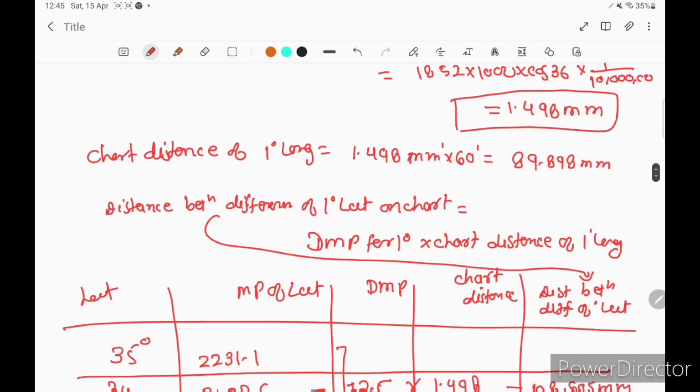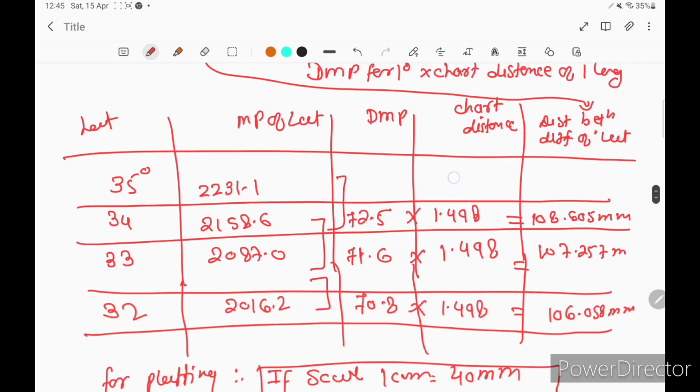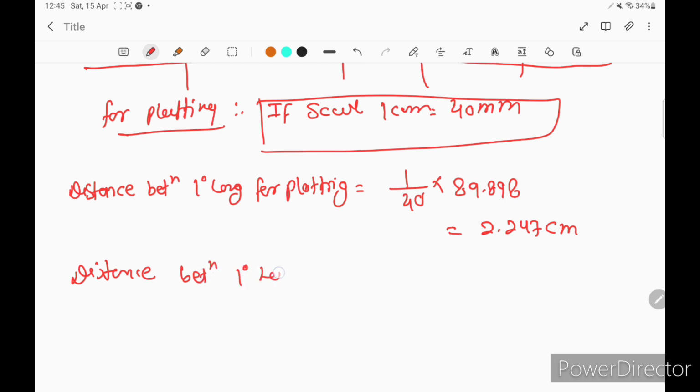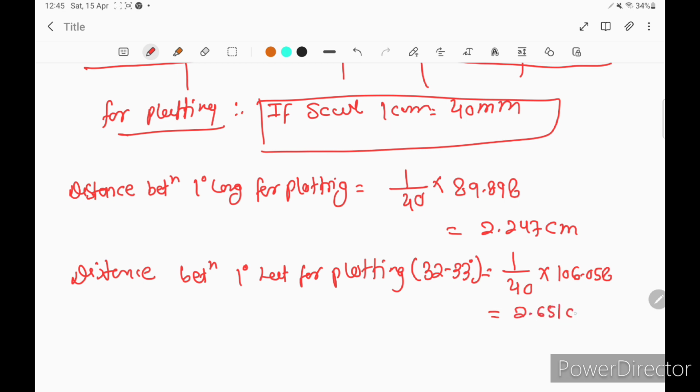Now we take this value 89.898. So 1 divided by 40 into 89.898 gives 2.247 cm. Now the distance between 1 degree latitude for plotting, between 32 and 33, we will check. So 1 divided by 40 into 106.058, so we get 2.651 cm.